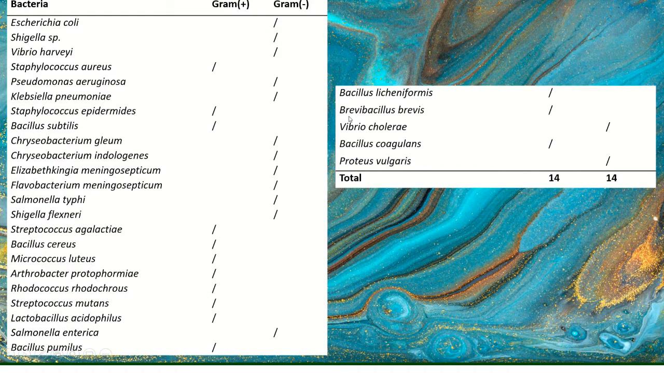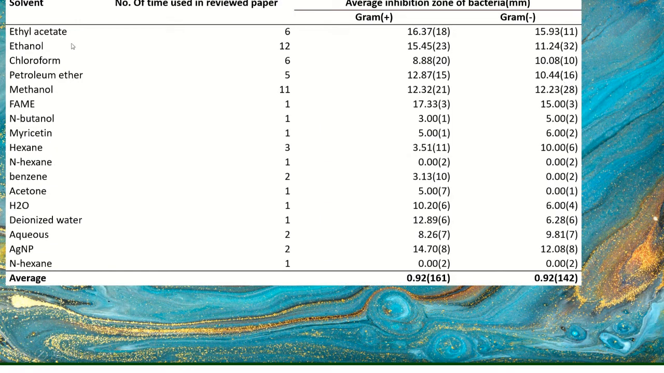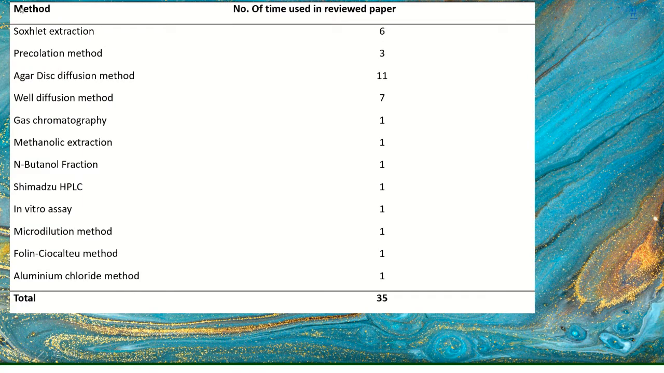And this is a table for the bacteria. You can see all the species of the bacteria. And this is a table of solvents. As I said, ethanol is the most used, 12 from all papers, and this is the average inhibition zone of bacteria. And this is the table for the most used methods, which is for extraction, Soxhlet extraction method, and for inhibition zone, agar diffusion method.